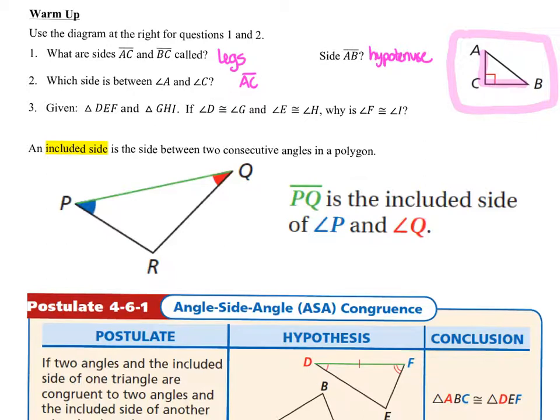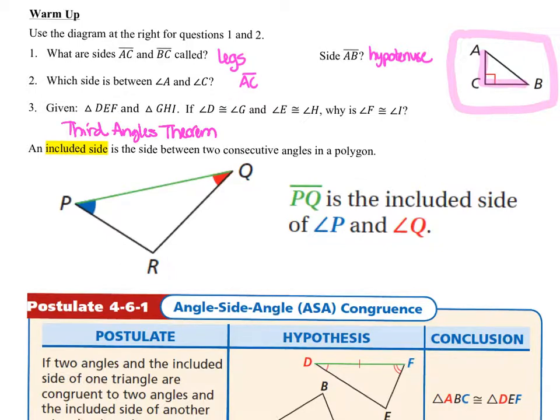The next question says, given we have two triangles, triangle DEF and triangle GHI, if angle D is congruent to angle G and angle E is congruent to angle H, why is angle F congruent to angle I? And this is, of course, because of the Third Angles Theorem, which says if two angles of one triangle are congruent to two angles of another triangle, then the third pair of angles are congruent to each other.